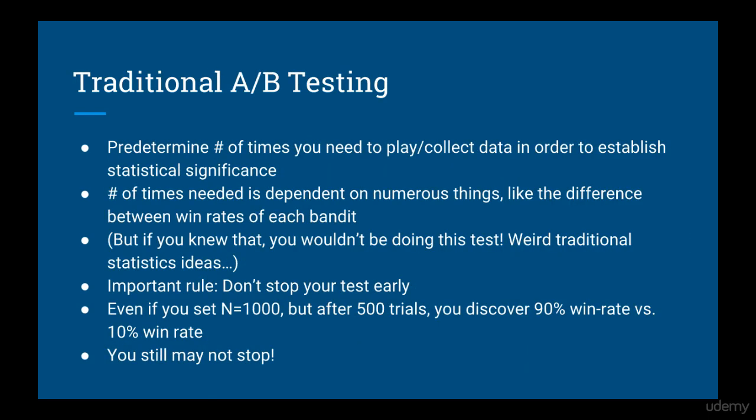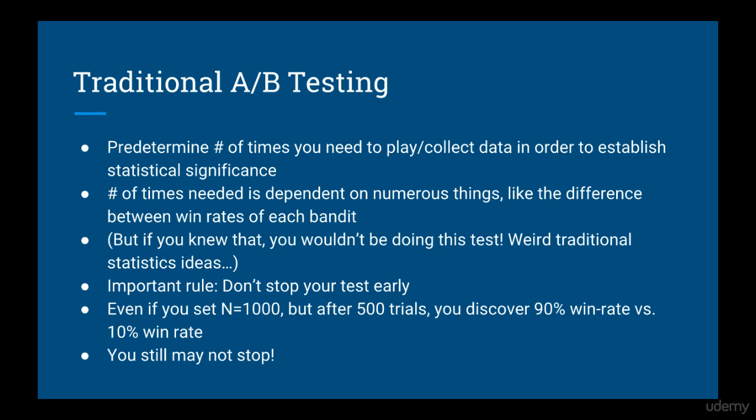In traditional A/B testing, what you would do is predetermine ahead of time the number of times you need to play each bandit in order to obtain statistical significance. The number of times you need to play is dependent on a number of things, such as the difference in win rates between each bandit. If the difference is bigger, you need less samples, but if the difference is smaller, you need more samples. This is kind of silly because you don't know the difference before you start the test, so that's one of the disadvantages of traditional A/B testing.